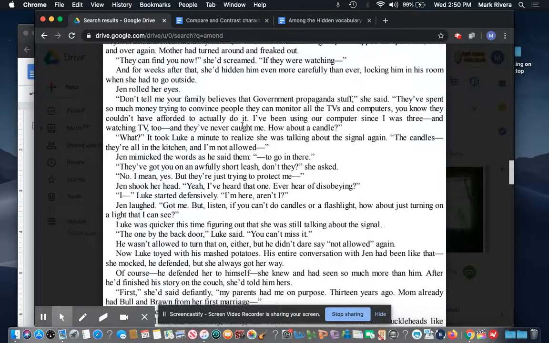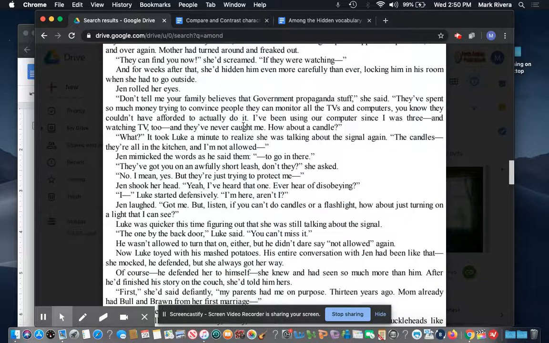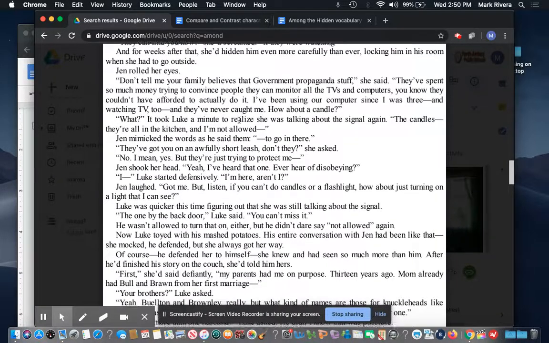Jen rolled her eyes. "Don't tell me your family believes that government propaganda stuff," she said. "They spent so much money trying to convince people they could monitor all the TVs and computers. You know they couldn't have afforded to do it, actually. I've been using our computer since I was 3 and watching TV too, and they never caught me."